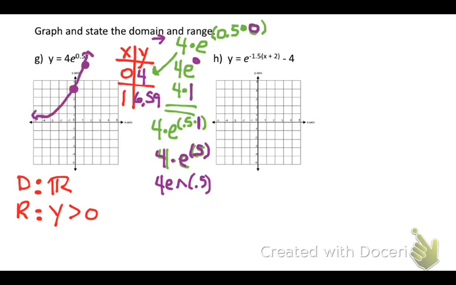All right, so I plotted my points, and then you can see that the line approaches the x-axis. Now, the second example is a little bit more complicated. We can see that we have a negative value here, so we know that this is going to be a decay problem. And we can see that it's going to shift 2 units to the left because of the h value, and 4 units down because of the -4.